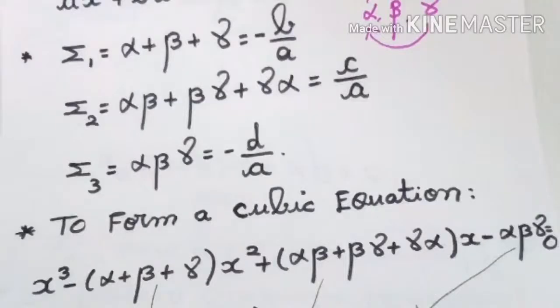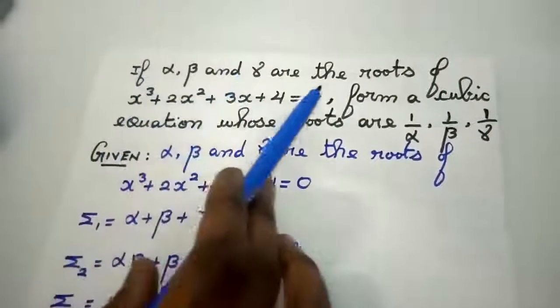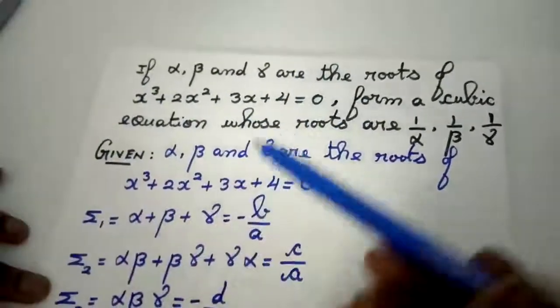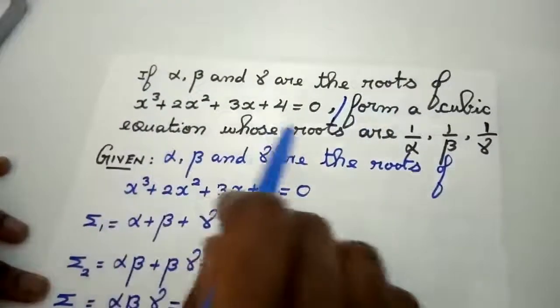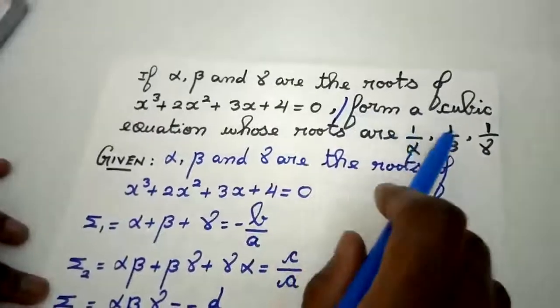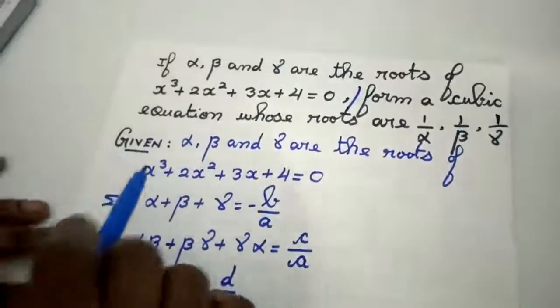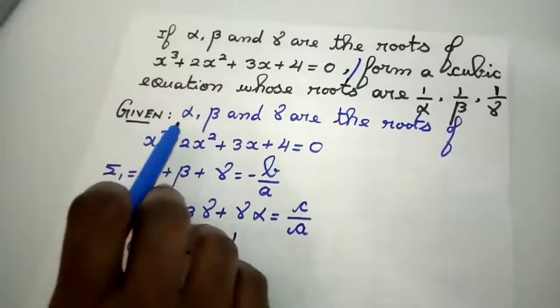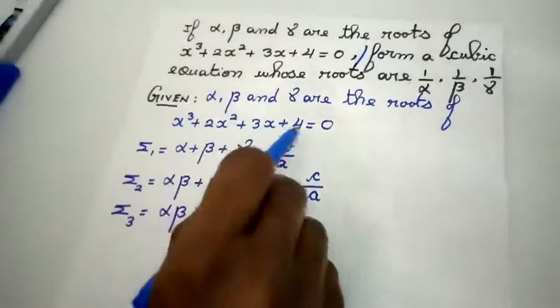Students, now we are going to do the sum based on the cubic equation concept. If alpha, beta and gamma are the roots of the given cubic equation, they are asking you to form, this is the second part of the question, a cubic equation whose roots are 1 by alpha, 1 by beta, 1 by gamma. Similarly, like before, given alpha, beta and gamma are the roots of x cube plus 2x square plus 3x plus 4 equal to 0.